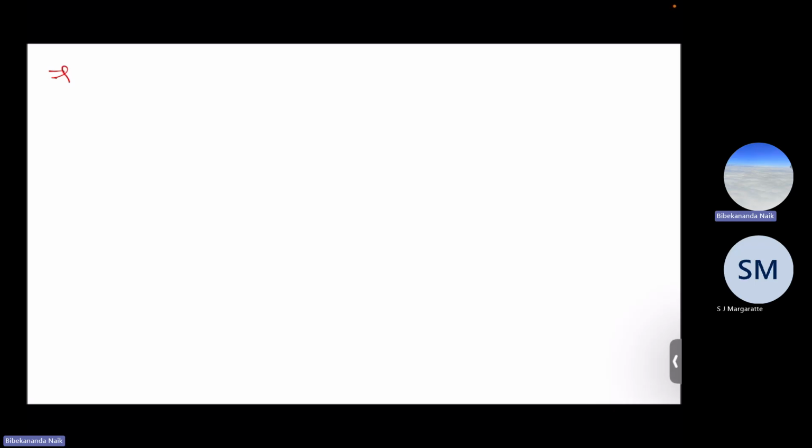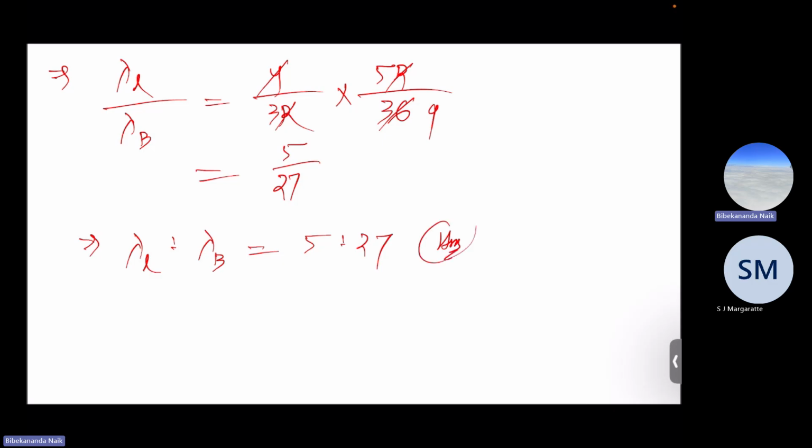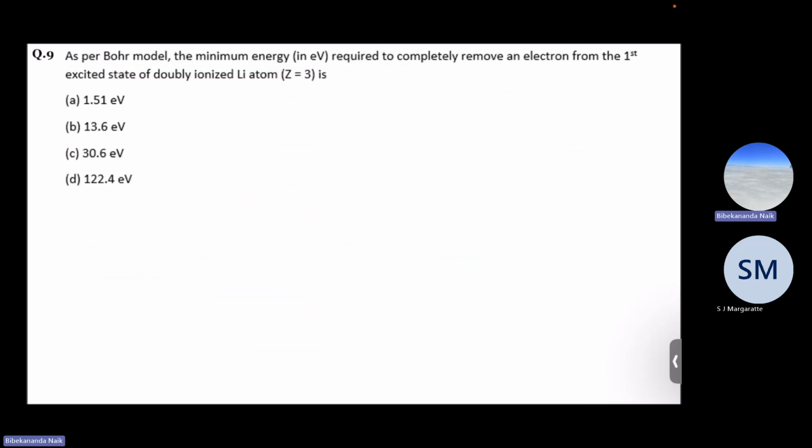So if you make the ratio, lambda L divided by lambda B, it will be 4 by 3R into 5R by 36. So R gets cancelled out. 4, 9, it will be 5 by 27. So lambda L is to lambda B will be 5 is to 27. So the correct answer is option B, 5 is to 27. These two questions are pretty much similar, but the approach was different.